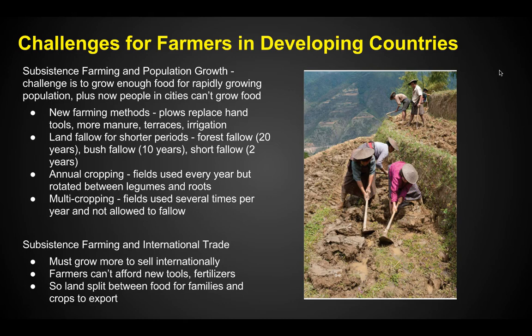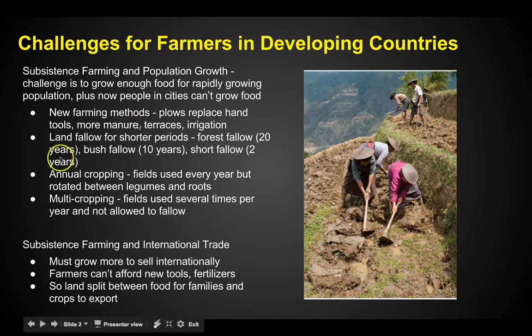areas they might have are forest fallow, where they let it sit for 20 years, bush fallow, where they let it grow back up to like bush size and they let it fallow for 10 years, short fallow, only 2 years. These are all techniques that they're using to help feed more people.